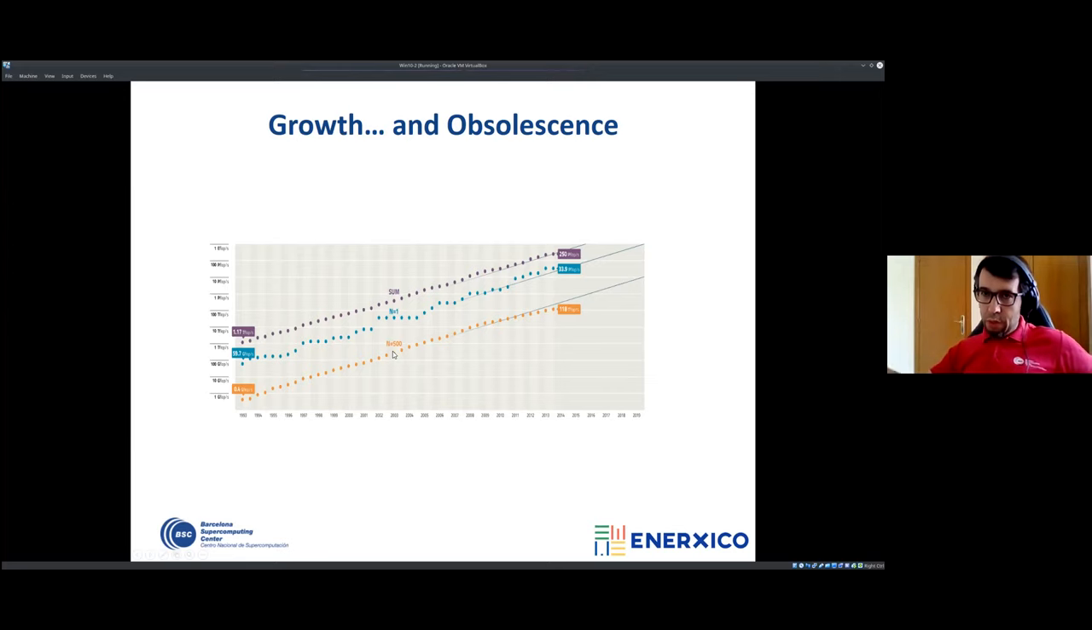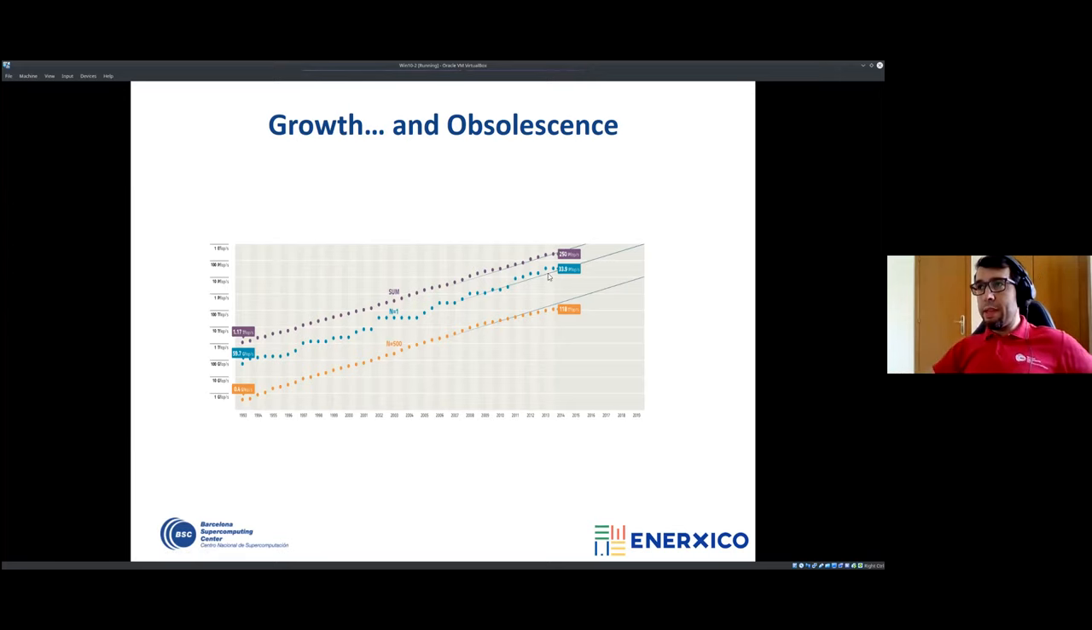Every year we publish a new list of the top 500 supercomputers, and in blue here you see the fastest supercomputer at the time this was published. In the orange line, you see the 500th computer, so that's the slowest among the fastest supercomputers in the world. And the top line, in purple, is the sum of the speed of all of these 500 systems together.